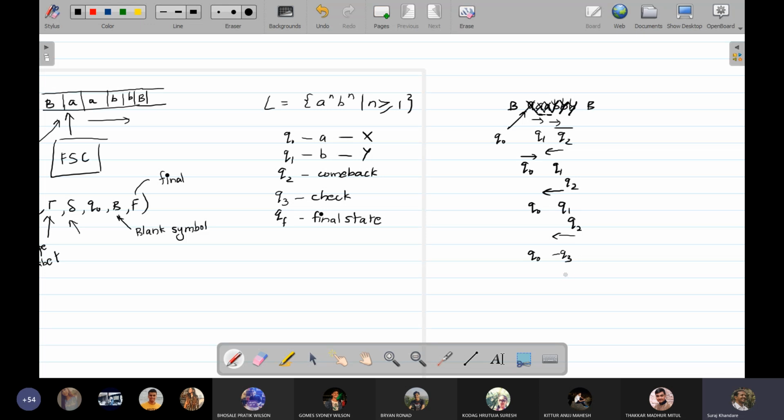So Q3 will keep Y as it is and keep moving to the right. It will keep moving to the right till the time it finds this blank symbol. As soon as it finds the blank symbol, it will go to the final state QF.